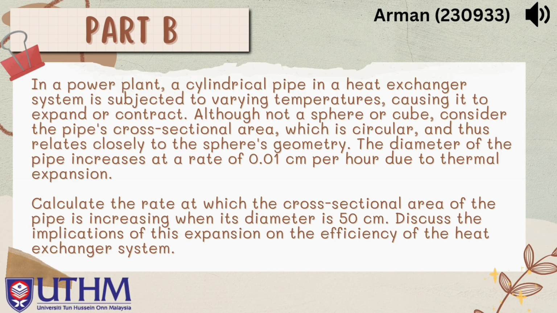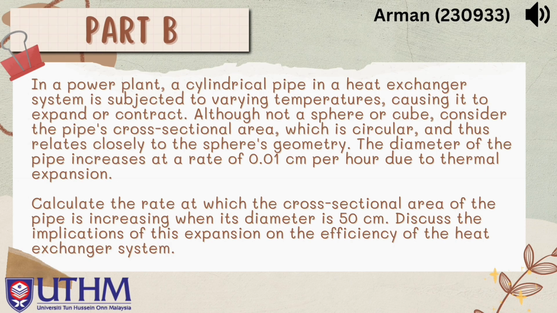Hello, Assalamualaikum. My name is Muhammad Arman bin Azmi, metric number AA230933, and I'll be guiding you through the problem statement for part B. In a power plant, a cylindrical pipe in a heat exchange system is subjected to varying temperatures, causing it to expand or contract.